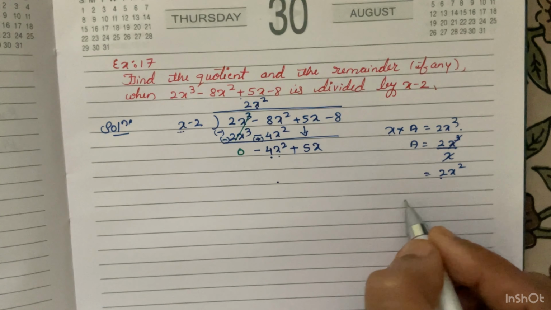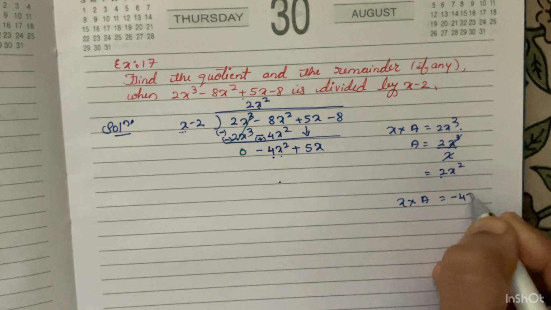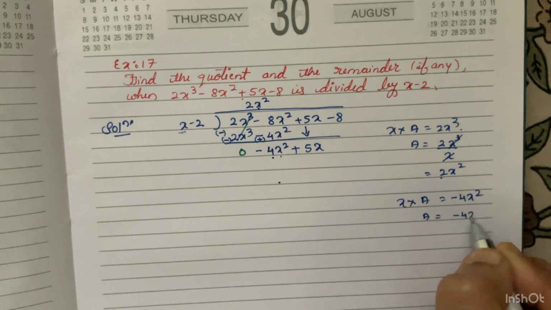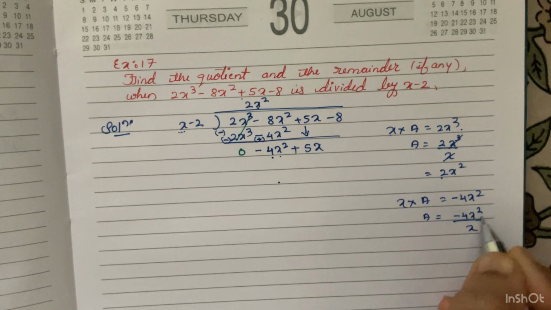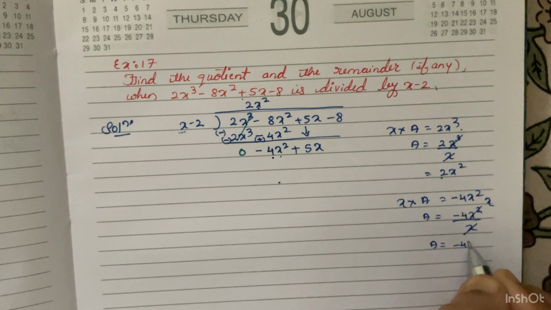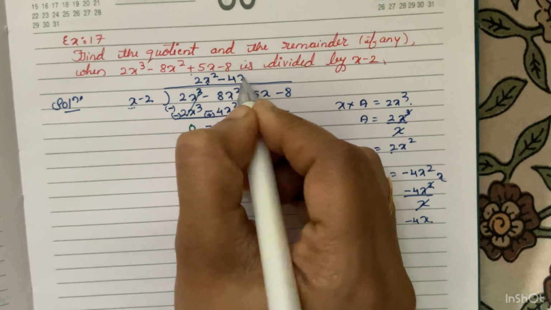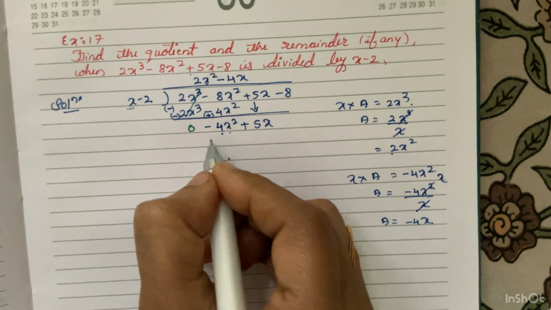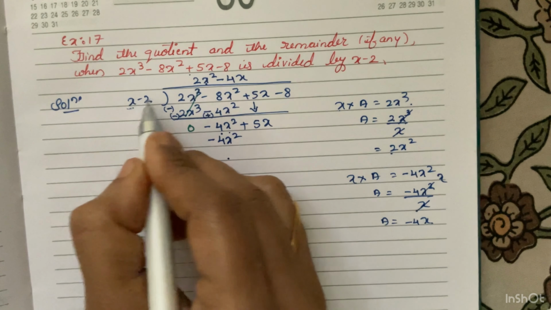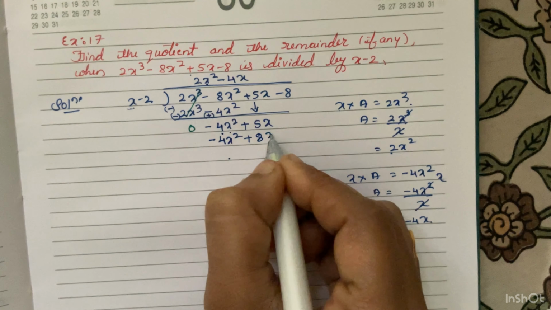Now again, the same thing we have done. When multiplying x with some value, we must get minus 4x square here. Let me shift x to the right side. I'll have minus 4x square by x. Cancelling one x, only one x is left. So the value we found is minus 4x here. Now I'm going to write minus 4x here. Now start multiplying. Minus 4x into x, I'll have minus 4x square. Now minus 4x into minus 2, that is plus 8x.